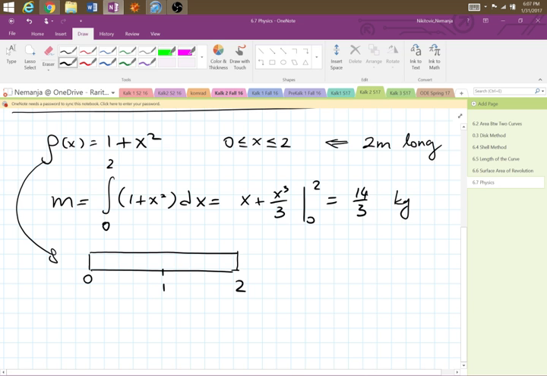the density rho of 0 is equal to what? 1. What's rho at 1? 2. And what's rho at 2? 5. So you see that the density grows. The object is denser as you move from 0 to 2, because that's how the density function 1 plus x squared looks. Now obviously you can compute for 1/2 and 3/2 and get more numbers, but the density grows. And we know that the mass of the object, 14 divided by 3, is almost 5 kilograms.